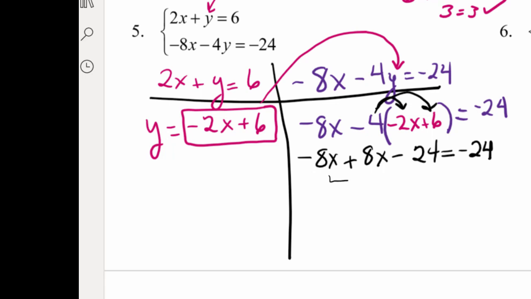And now we're going to add these like terms here, and what happened there? Did you notice that we got 0x? Did you notice that our variable is gone? Uh-oh. So anytime that you're solving algebraically for the point of intersection between two linear equations and your variable cancels like that, it drops out, it ends up being 0, then you have one of our two special cases. Do you remember what those were?